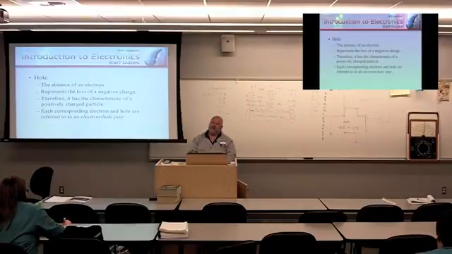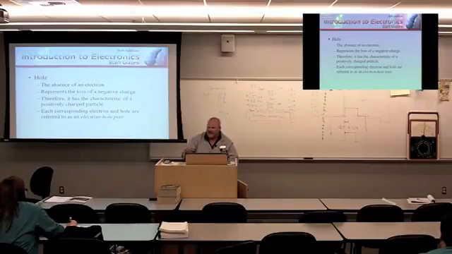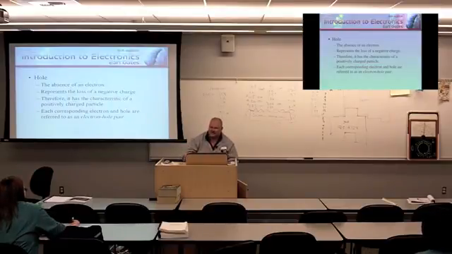Now, each corresponding electron and hole are referred to as an electron-hole pair. Because you remember my lectures in the past, in the beginning, everything was in a neutral natural state. That means there's an equal number of electrons and an equal number of protons, so all atoms are in a neutral natural state. And it will remain so until we impart energy on matter.